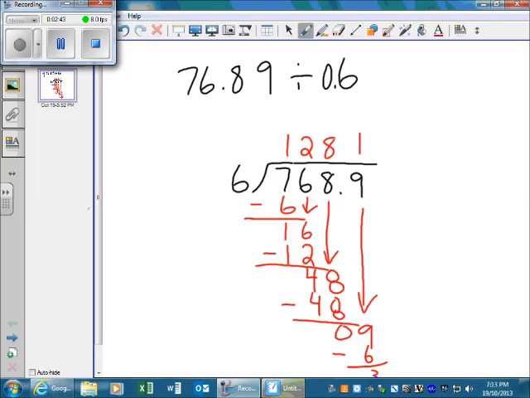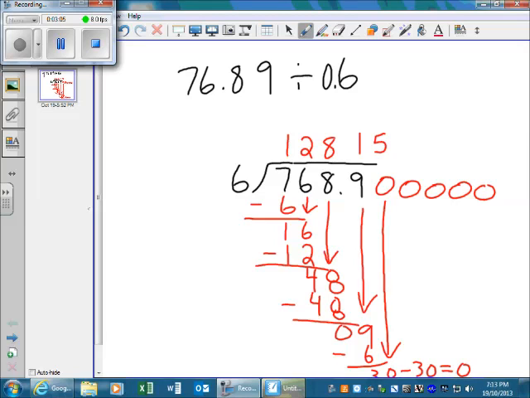You might be thinking, well, there's no more numbers. There's no more digits. What are we going to do? We have an infinite number of zeros if we need them. Okay, so we bring one of those down. Makes it 30. How many times does 6 go into 30? 5 complete times. 5 times 6 is 30. So 30 take away 30 gives us 0. And we got nothing left. So we are good to go.